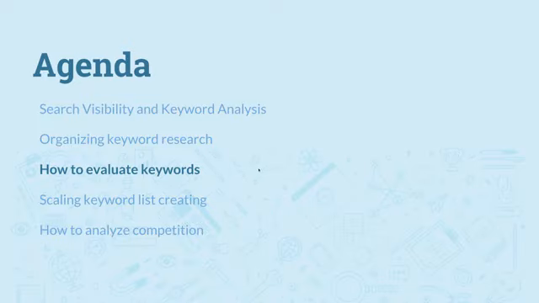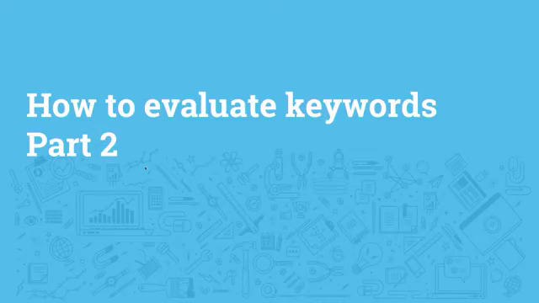In the last class, we talked about how to evaluate keywords broadly, looking at different metrics such as search volume, difficulty, click-through rates, things like that. In the second part of this module, we're actually going to be looking at how to evaluate in greater depth, using tools, different variants of keywords. So let's jump into how to evaluate keywords, part 2.